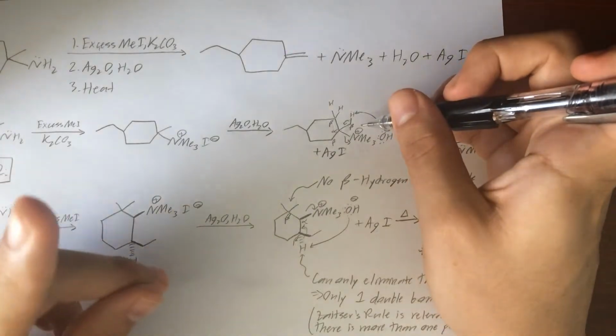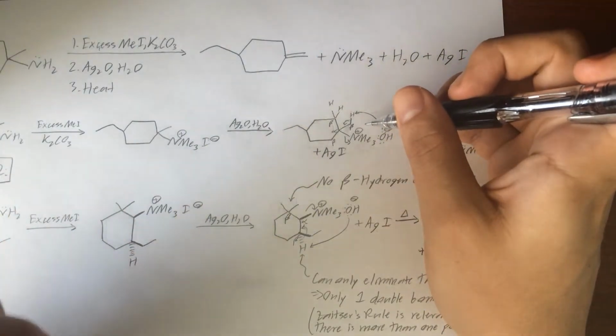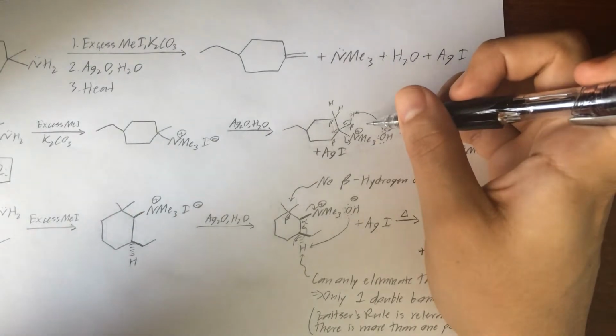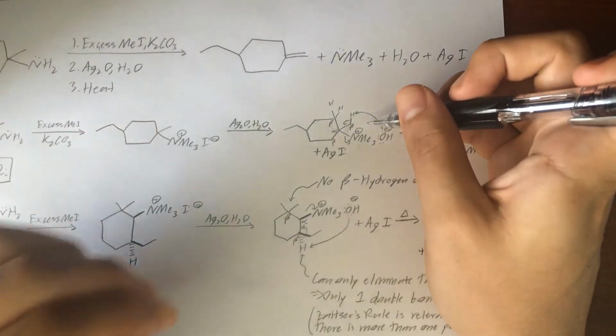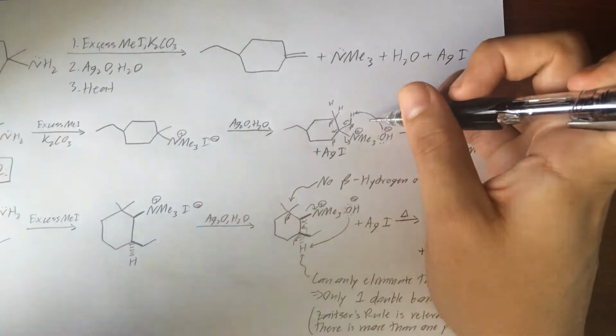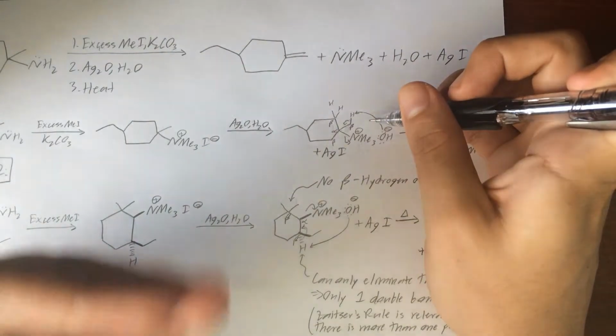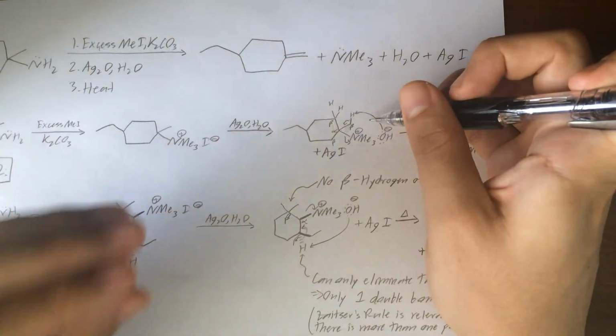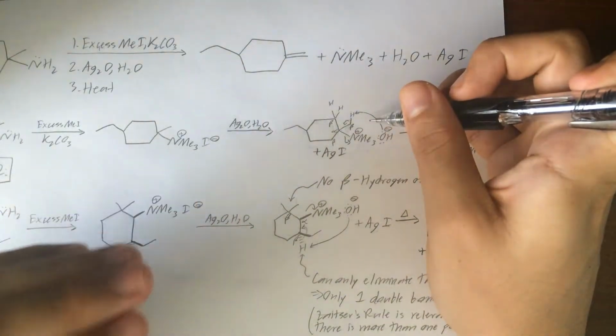So again, remember, for Hofmann elimination, you have to remove the least hindered, the most exposed hydrogen atom, which means that you have to remove the least substituted hydrogen atom. So how do you know if the hydrogen atom is the least substituted? It is attached to the least substituted beta carbon.